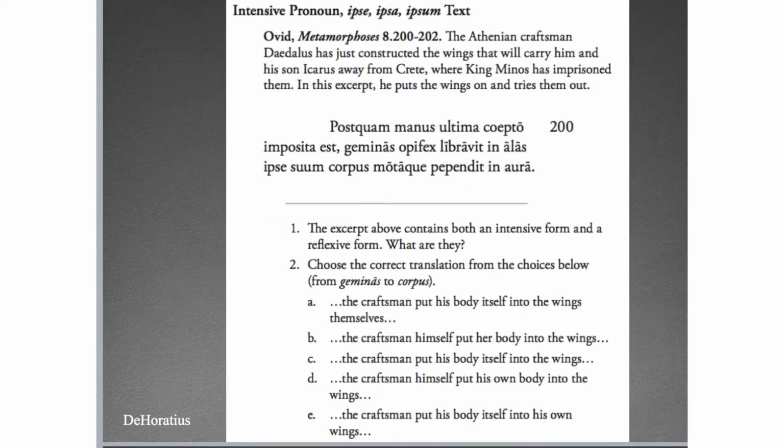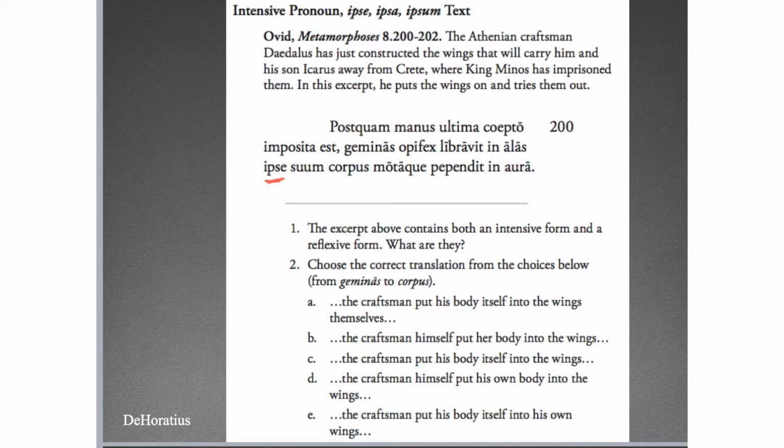All right, one more text from Ovid, who's kind of famous for his mythological texts. This is from Daedalus and Icarus. You might know Icarus as the one who had the wings and flew too close to the sun, and so, of course, fell out of the sky because the wax holding his wings together melted. All right, so skipping the postquam just to get into it.